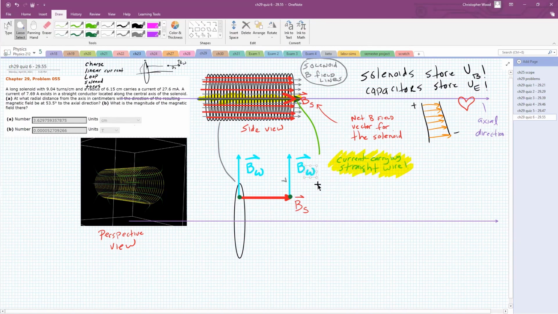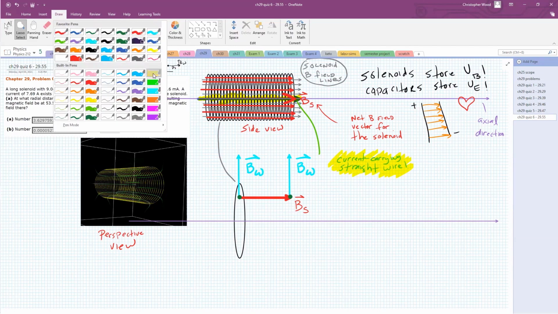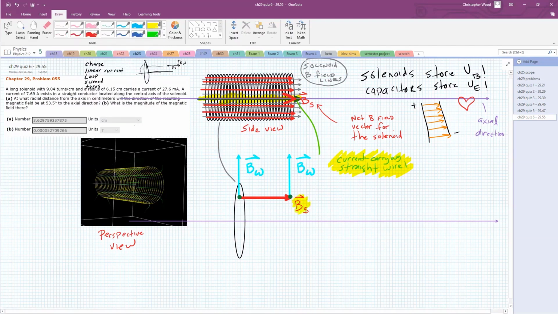And there's theta right here. This is the magnetic field created by my solenoid. This is the magnetic field created by my wire. And this is theta right here.